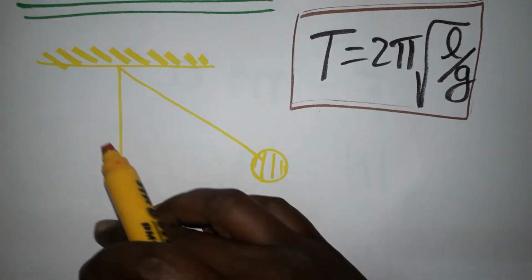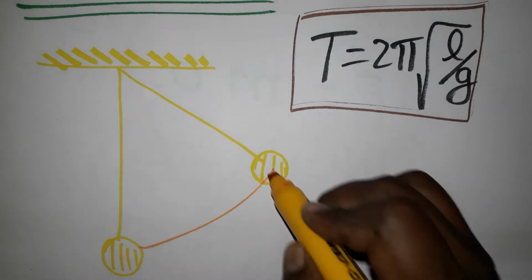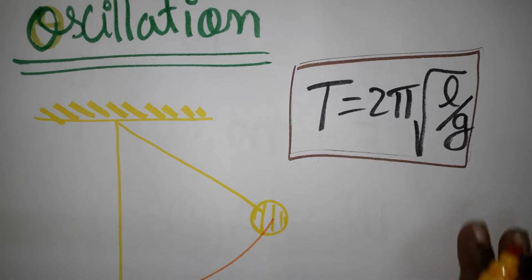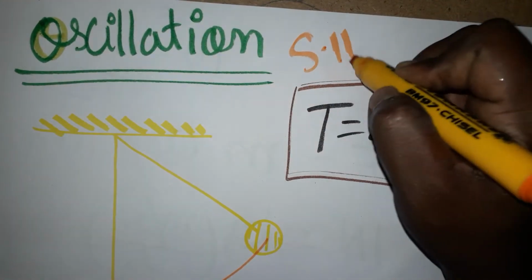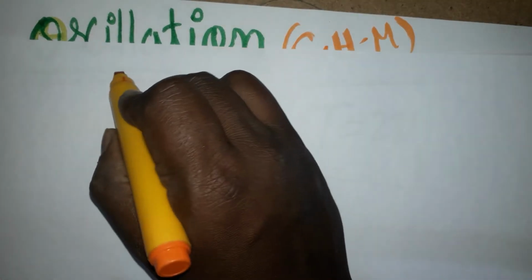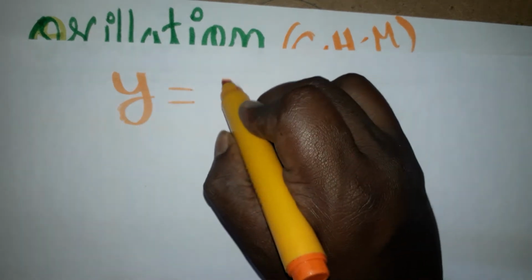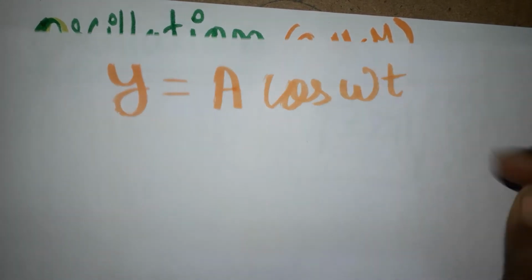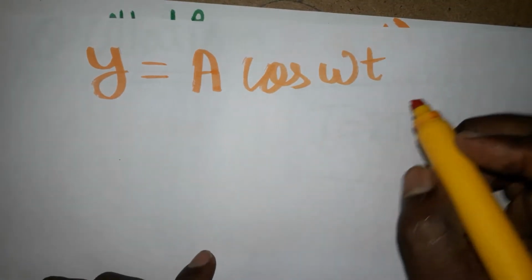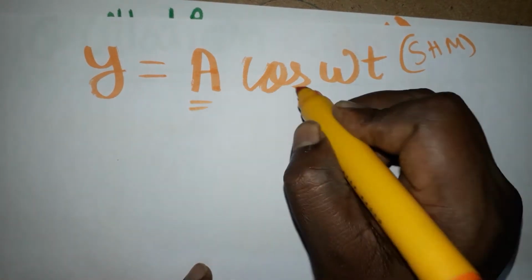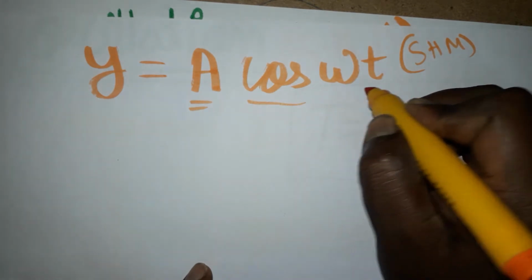The pendulum is oscillating from the mean position to the extreme position and again going back to the mean position. So I am going to use the simple harmonic motion concept to prove this equation. Here the displacement y is equal to a cos omega t, where a is the amplitude. It is a very simple equation which represents simple harmonic motion.